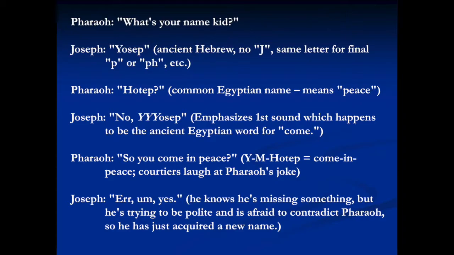Okay, Joseph says, no, Yosef, and he emphasizes the Yo right there, trying to get Pharaoh to straighten out a little bit, though he's a little nervous. He emphasizes the first sound, which happens to be the Egyptian word for come. So he says, come Hotep. So you come in peace, Pharaoh says.